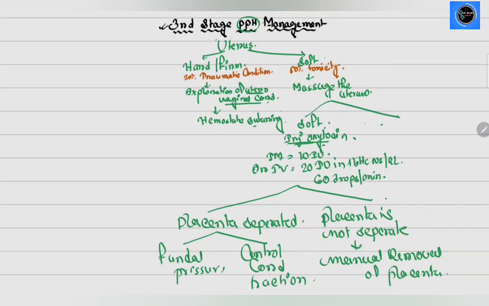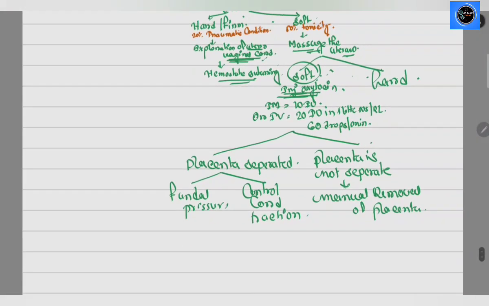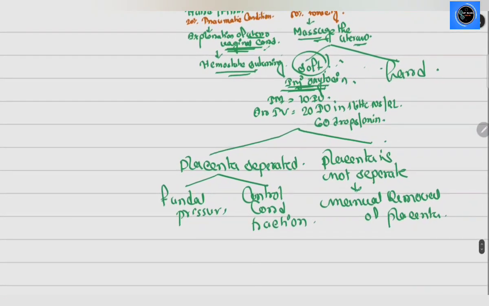So in third stage PPH management, if you feel the uterus is hard or firm, you can perform exploration of the uterovaginal canal, and after that perform hemostatic suturing. But if you feel the uterus is soft, you massage the uterus, and after massaging there are two conditions: the uterus feels soft, or the uterus feels hard. When you feel the uterus is soft, in this condition you give oxytocin, and when you give oxytocin through IM, you can give 10 international units.